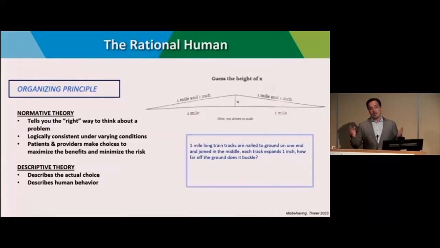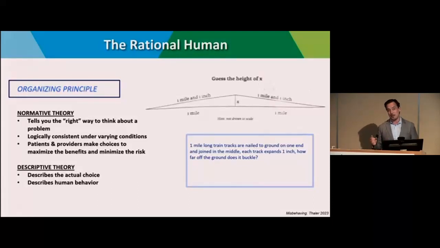So an organizing principle of behavioral economics, and kind of the stuff I've been talking about, is that it covers two different theories, right? Rational, or should I say expected utility theory, should be both normative and descriptive. When I say normative, it tells you the right way to think. I don't mean that in a moral way, but rather it tells you that you are thinking in a logical, consistent way under varying conditions. And in our example as physicians, both patients and ourselves make choices to, again, maximize benefits and minimize risks, and we do it in a consistent way. So that's normative theory. It should also line up with descriptive theory, which is what we actually do.